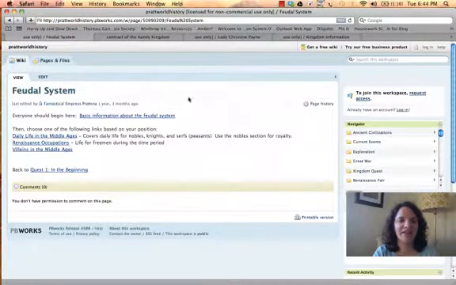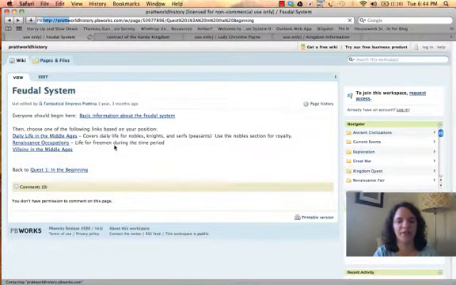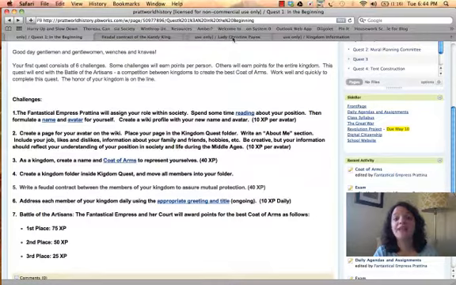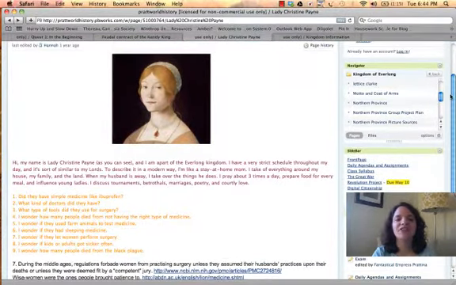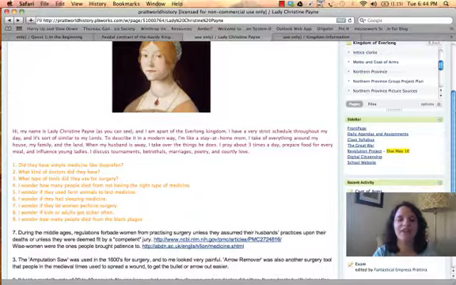When they click on that link, it takes them to some different information about different roles within the feudal system. So they read about their particular role and create a profile page for themselves. Here's one example from a student that I had. She drew the nobility card, and so she used the medieval name generator to create the name Lady Christine Payne.